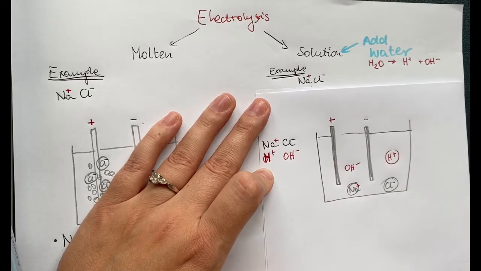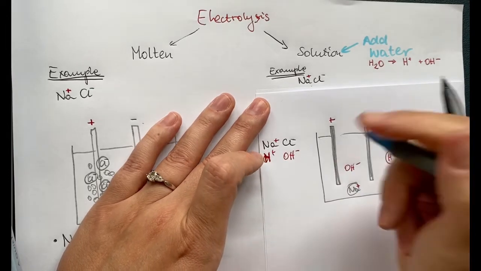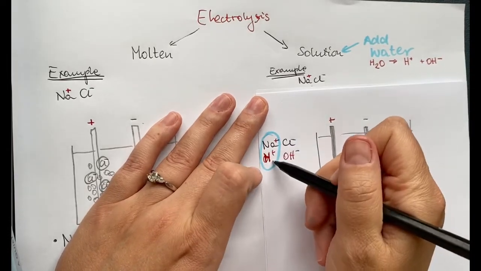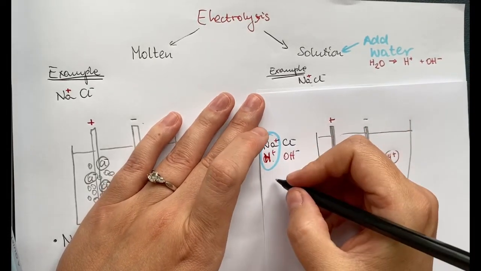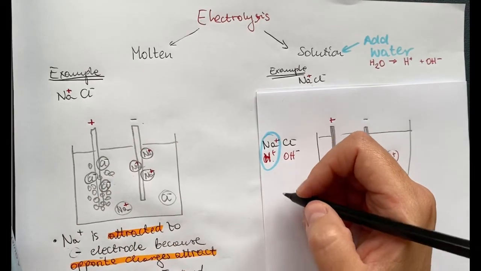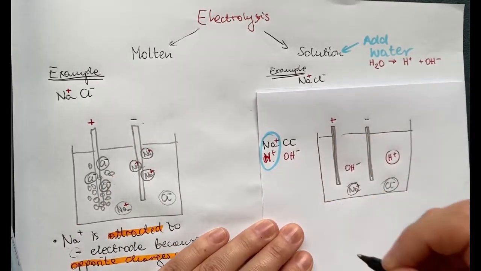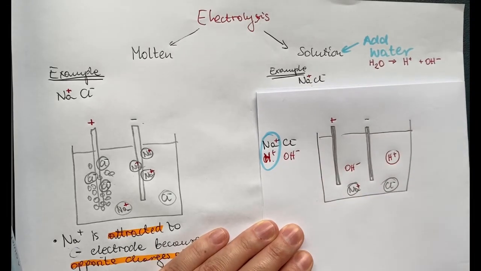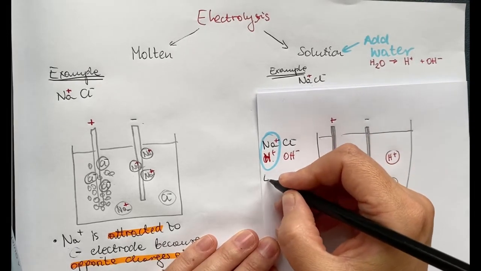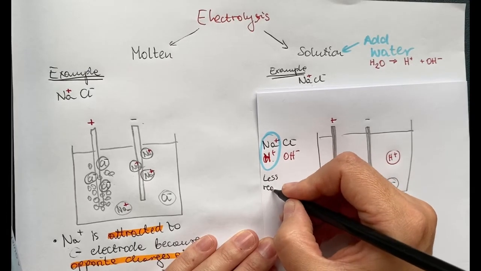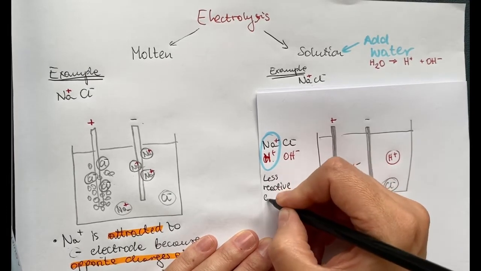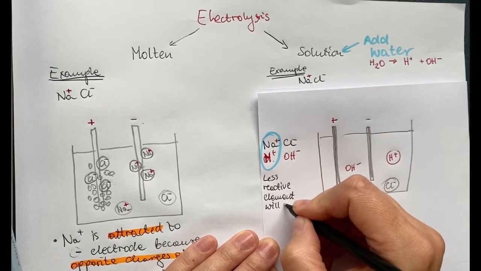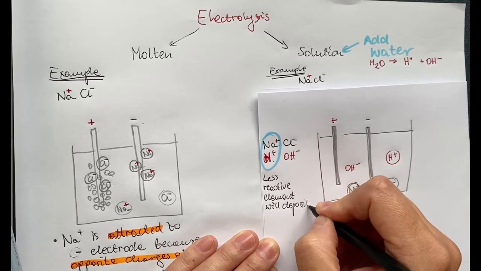How do we solve this? Let's have a look at the first part. I've got sodium ions and hydrogen ions. Here you have to remember the rule, and there are quite a few rules when we talk about electrolysis. We're just going to do one example today, and next time we're going to go into a bit more detail. The less reactive element will deposit on the electrode.